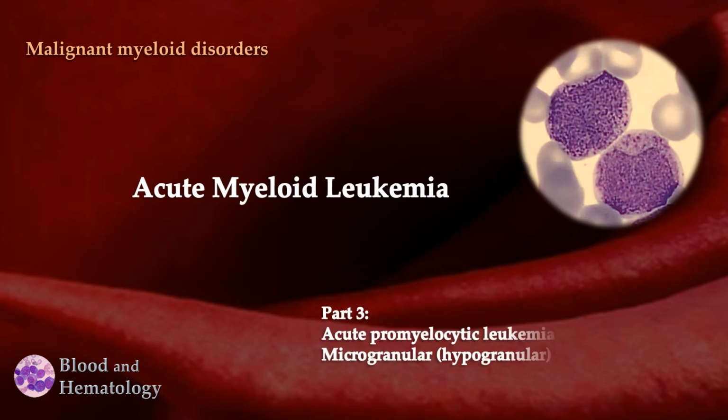In this video, the diagnostic criteria and blood and bone marrow morphology of hypergranular and microgranular variants of acute promyelocytic leukemia are discussed.